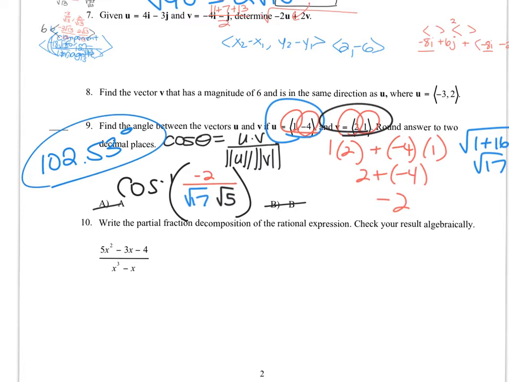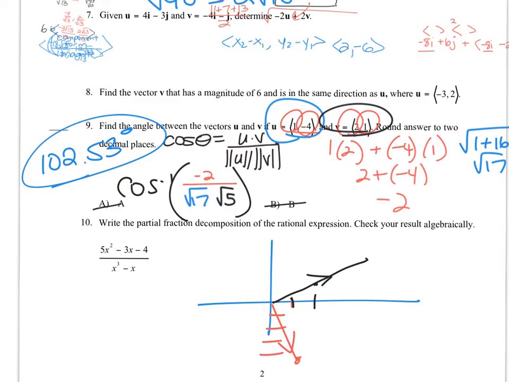102.53 degrees. If I was to graph (1, -4), that means the change in my x is 1 and the change in my y is -4: 1, 2, 3, 4. That vector would look like that. And the other one is (2, 1): over 2 and up 1. That vector would look like that, which is a little bit bigger than 90 degrees, which is accurate with my 102. So you can always check to make sure that those make sense.